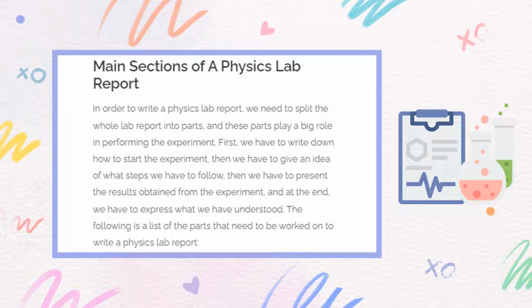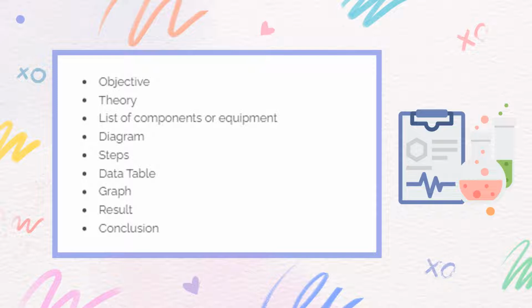First, we have to write down how to start the experiment. Then we have to give an idea of what steps we have to follow. Then we have to present the results obtained from the experiment, and at the end, we have to express what we have understood. The following is a list of the parts that need to be worked on to write a physics lab report: objective, theory, list of components or equipment, diagram, steps, data table, graph, result, conclusion.